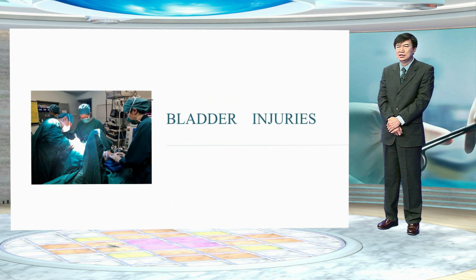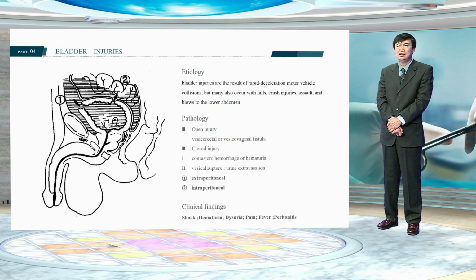The third is bladder injuries. The etiological factors of bladder injury include penetrating injury, blunt abdominal injury, and iatrogenic injury. Iatrogenic injury might be caused by endoscopic intervention, pelvic, obstetric, and gynecologic complications. Spontaneous rupture may occur in patients with pre-existing bladder disease.